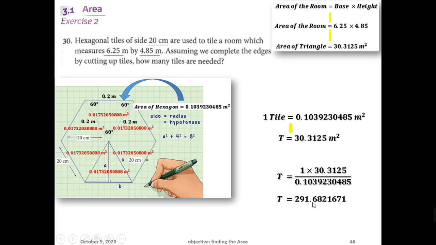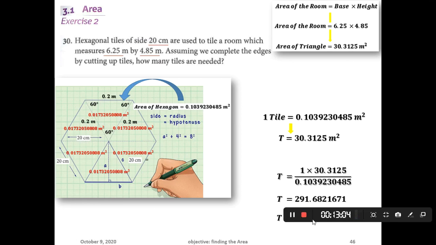291.6, but there are no halves of tiles. So we're going to round this final answer to the nearest whole number. So you're going to stop at the 1. You look at the right. 6 is greater than 5, so it's going to bring the 1 up to 2. So the final answer, correct to the nearest whole number, is 292 tiles, and that's what we need to actually cover the floor of this room.